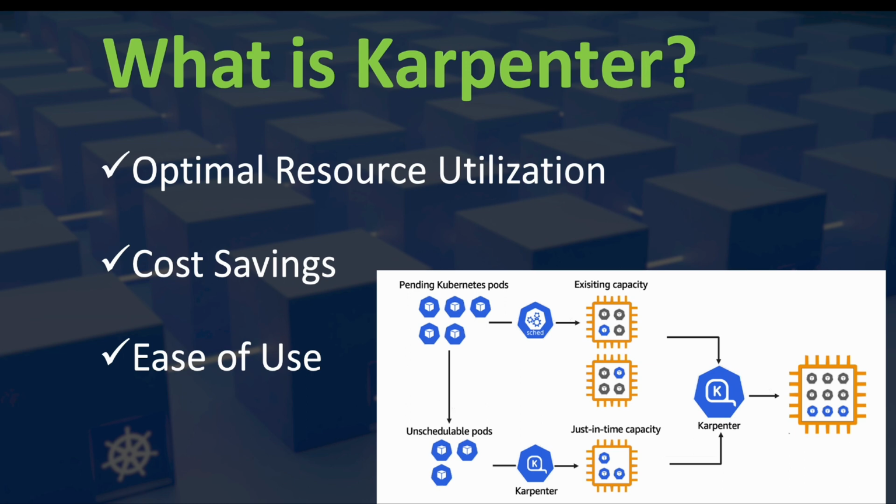So let's, for an example, say you have a pod request and you need two CPUs. In the case of cluster autoscaler, it may provision a 6 CPU resource based on your autoscaler configuration. And then the 4 CPUs are actually wasted and you need to pay for that.